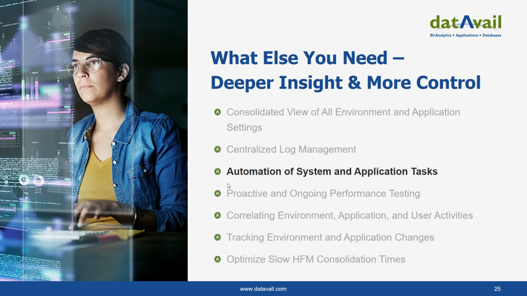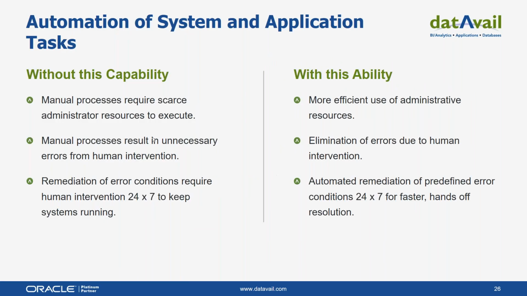So the other thing you need for deeper insight and more control is automation of system and application tasks. Without the automation capability, manual process is going to require scarce administrator resources to execute. The manual process is going to result in unnecessary errors from human intervention. And then the remediation of error conditions requires human intervention 24/7 to keep things running. If you have automation that's set up and it's working properly, you have a more efficient use of administrator resources, and you could have an elimination of errors.